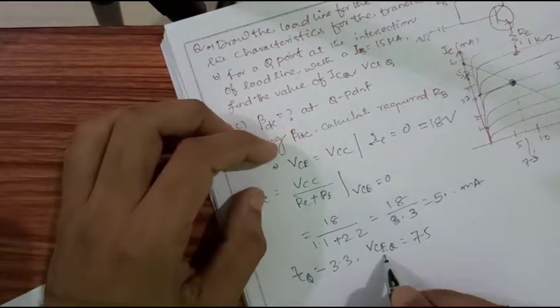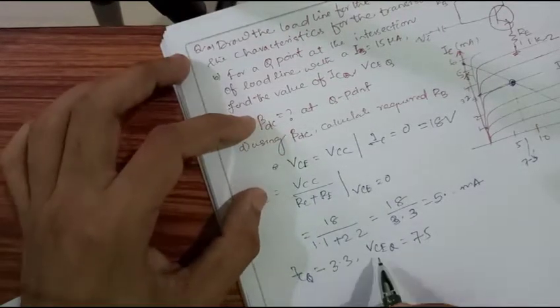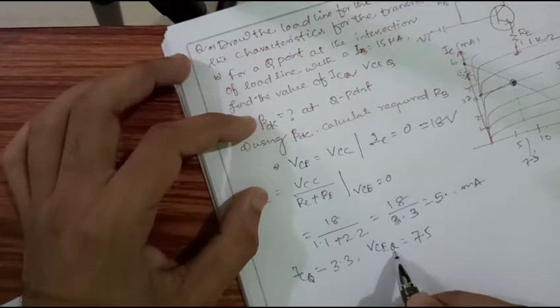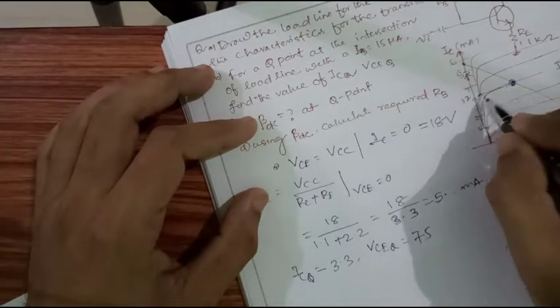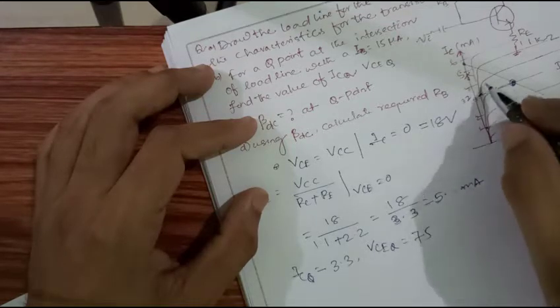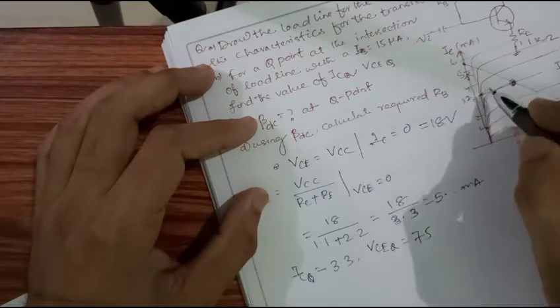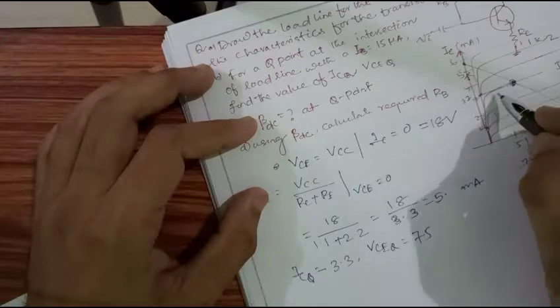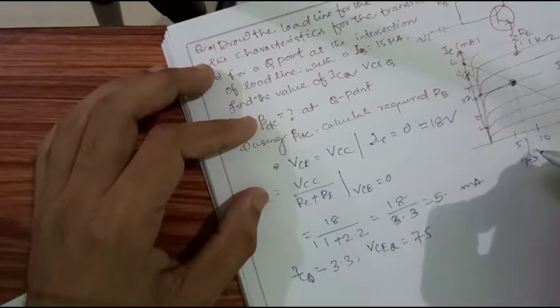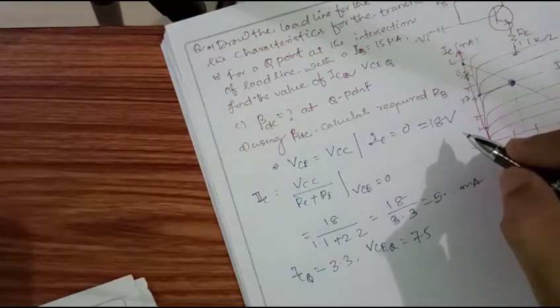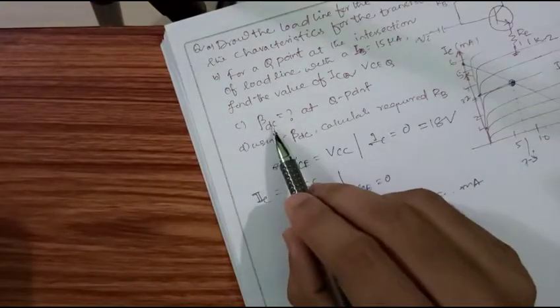What do this ICQ and VCEQ mean? It is the collector current and the collector-to-emitter voltage at the Q point. That's why, at the Q point, I am finding this IC value and this VCE value. It is not the saturation value. It is the point on the axes from the Q point, touching both axes, IC and VCE. Then the next part asks what is the beta DC.